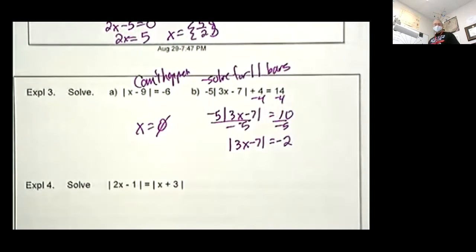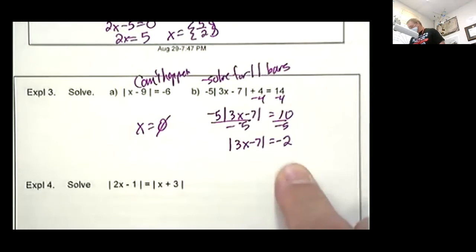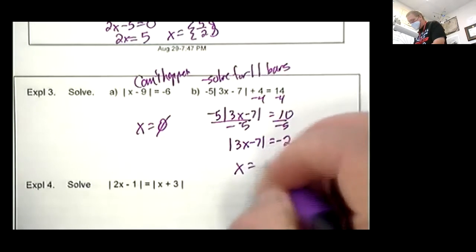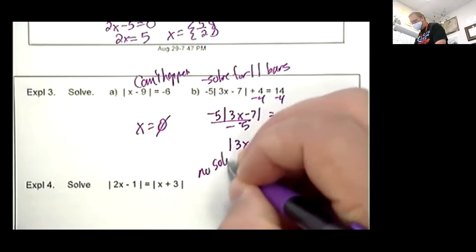And we run into the situation again. Can an absolute value equal a negative? It cannot. So therefore, x is the null set. There is no solution.